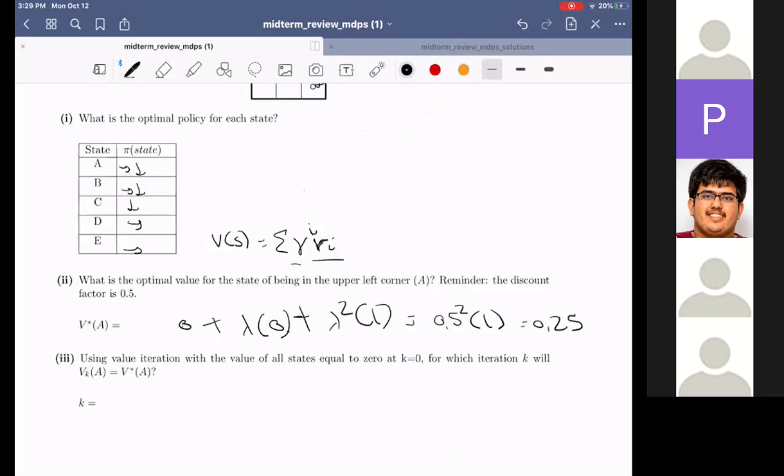I think what I'm going to do is just send you a link to the worksheet so you can look at it on your own and try to bear with my internet. Here's the link. Sorry about the inconvenience. But just try to figure out how many iterations it takes for value iteration to converge at state A.